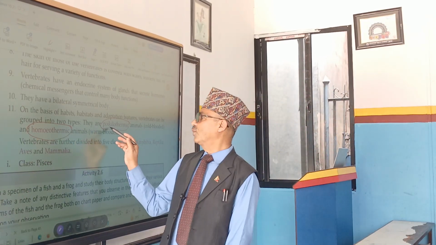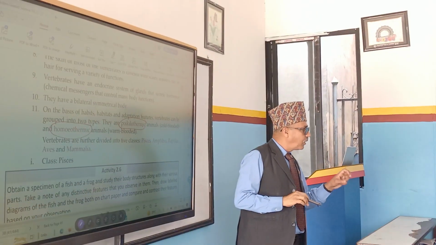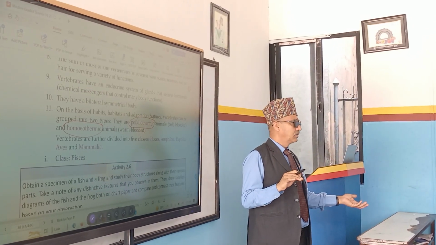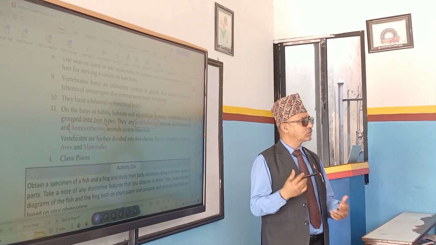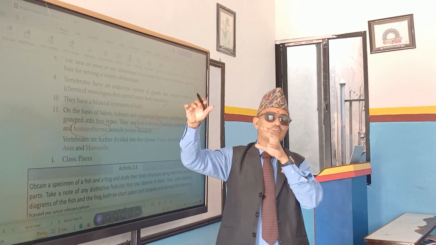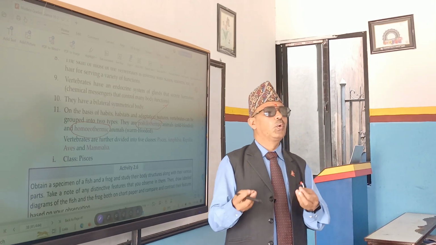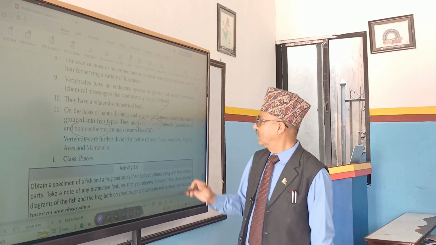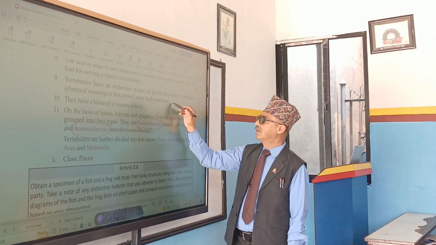One is poikilothermic, means cold-blooded. Cold-blooded means their body temperature changes according to the surroundings. Like if the outside environment becomes warm, body temperature rises. And if it becomes low, then body temperature decreases. So in poikilothermic there are 3 groups. How many? 3. What are they?